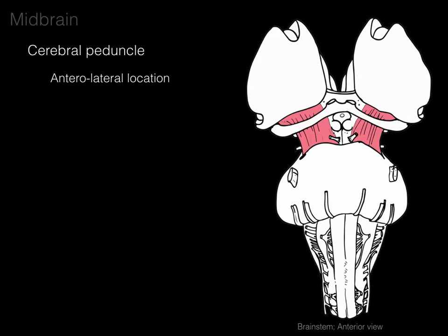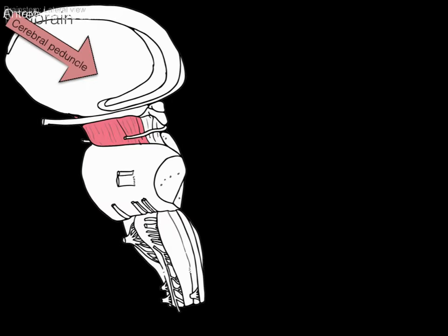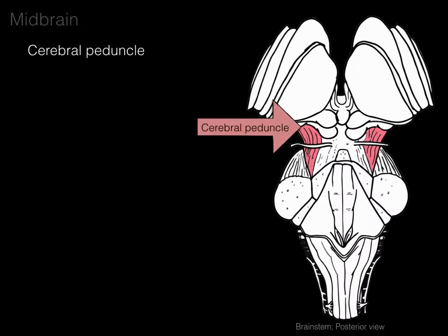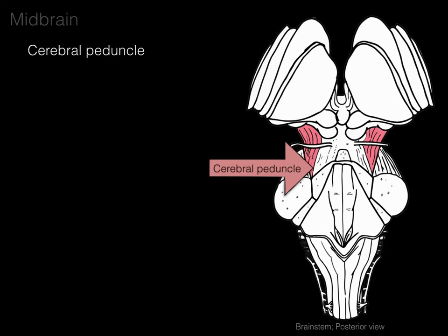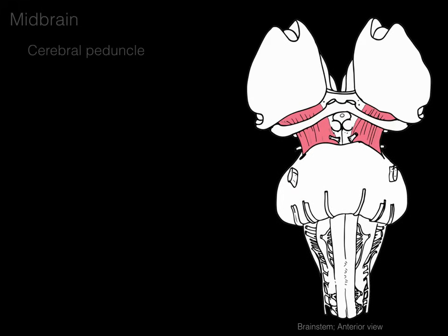So this next is a structure called the cerebral peduncle. It's got this anterior lateral location, and there's the cerebral peduncle, and it courses from up to down, or vertically. And if we look at this lateral view, we can see this whole area in pink is the cerebral peduncle, or this posterior view, that whole area is the cerebral peduncle, and it has axonal fibers that course vertically.